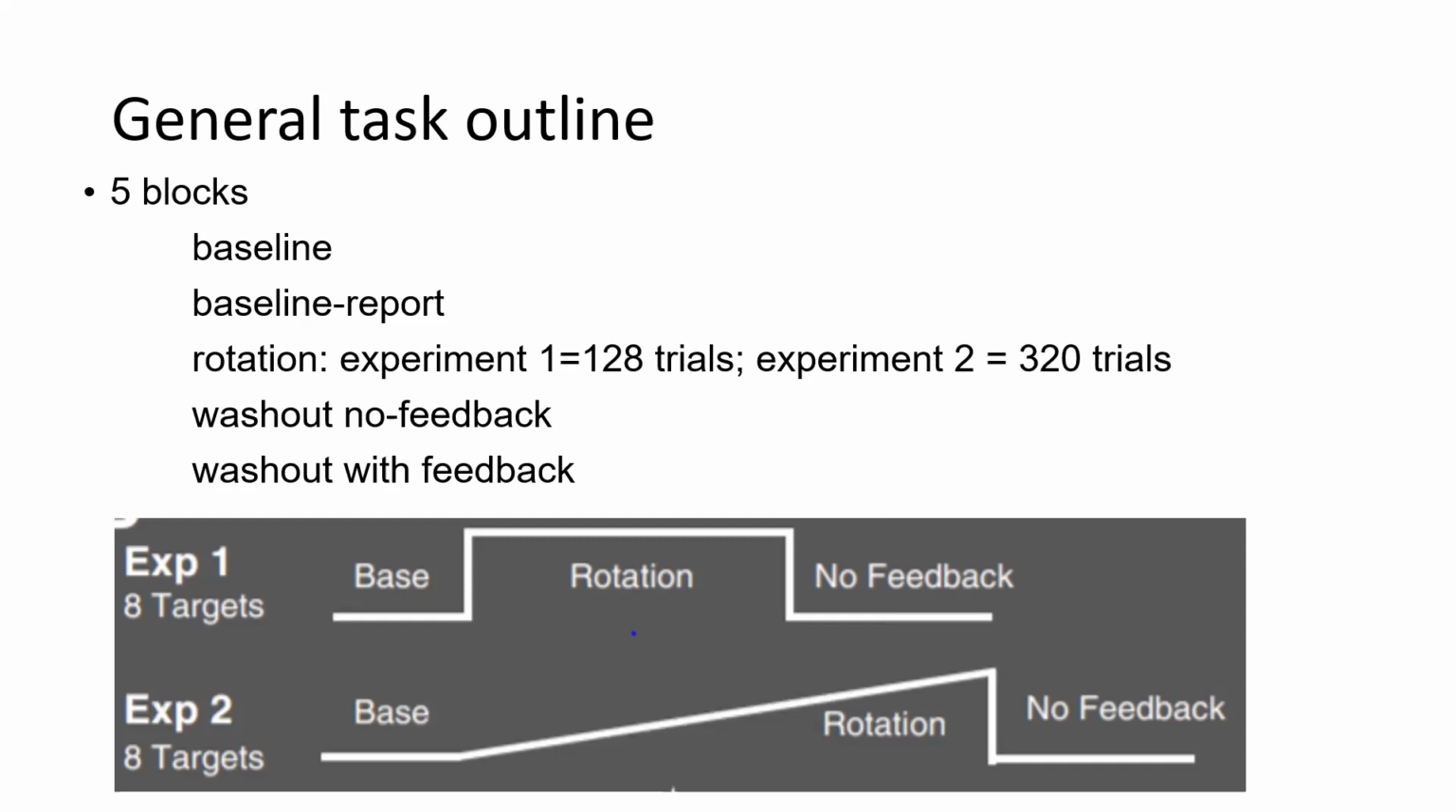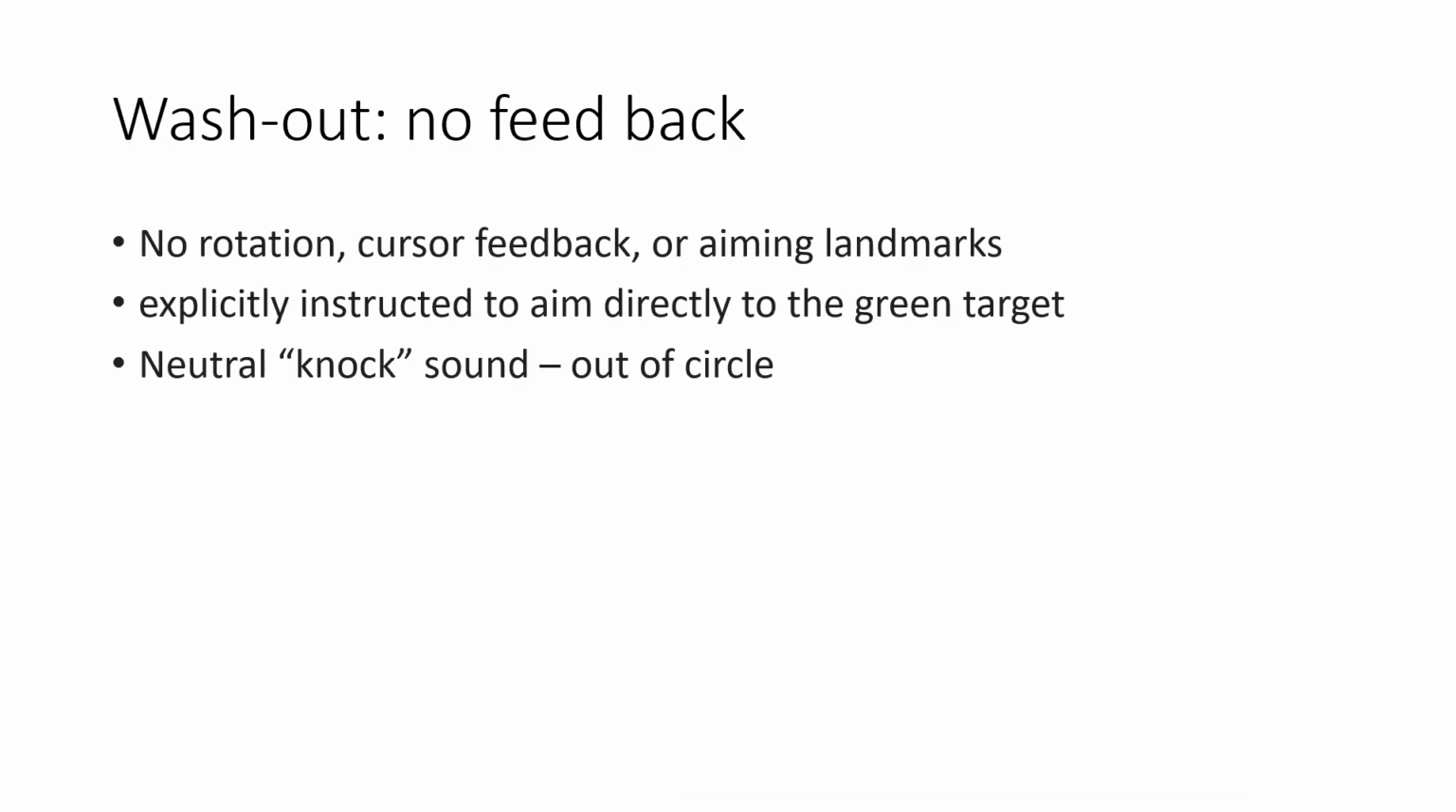And what is going on in the washout block is the experimenters again want to see how much implicit motor learning persists leaving the rotation block. The washout no feedback block, for this, there is no rotation. The cursor feedback is taken away and the landmarks are taken away. So again, participants are explicitly instructed to aim directly to the green target, and the participants hear a neutral knock sound once they moved outside the circle to know that the trial is over.